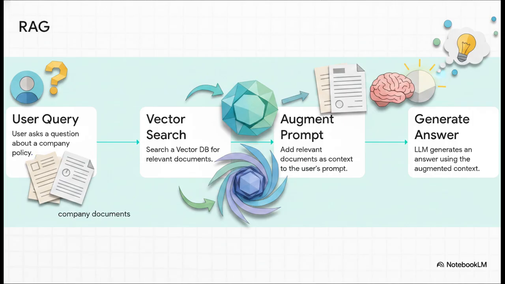The answer is this brilliant process called RAG, which stands for Retrieval-Augmented Generation. So when a user asks a question, the system first searches a special vector database of your company's documents to find the most relevant info. Then, it augments the prompt by just adding that info right in as context. It's basically like giving the AI an open book test, but using only your company's books. It's a super powerful way to use your own private data securely.